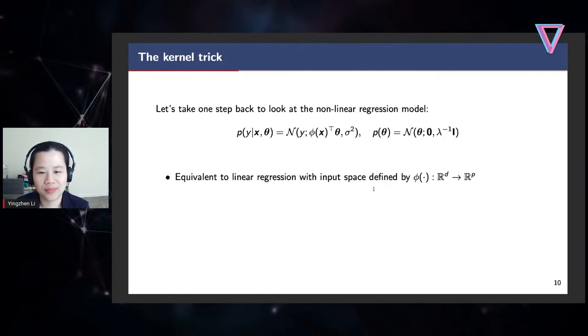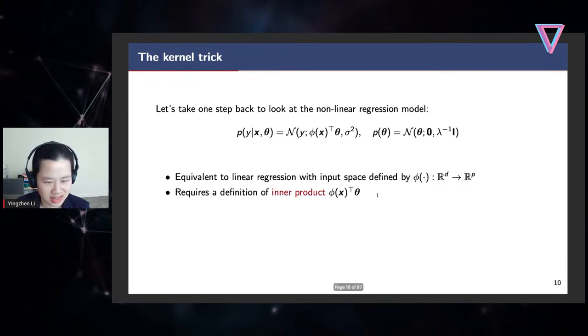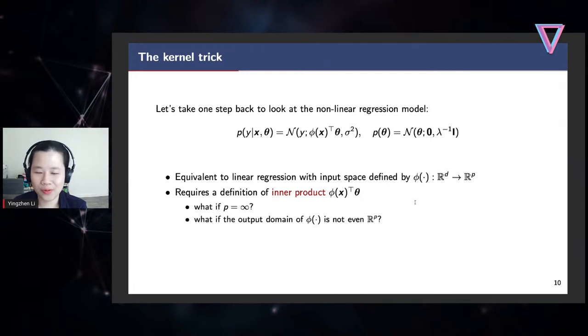So yes, it is equivalent to linear regression with input space defined by phi, but there are some problems or issues that you may want to think about. First, in order to define this likelihood term, you actually need to define the inner product between phi x and theta. This is not a problem if your phi mapping is a mapping to some p-dimensional space, and p is smaller than infinity. In that case, you can still use the inner product induced by the Euclidean metric to compute the inner product. However, what if you want to use a feature mapping that has infinite dimensions, right?